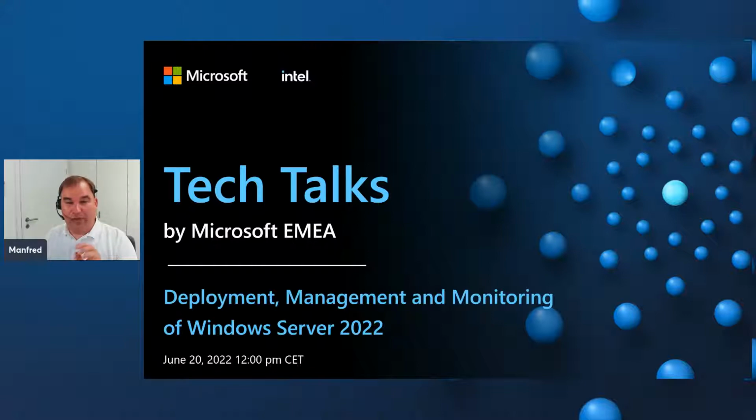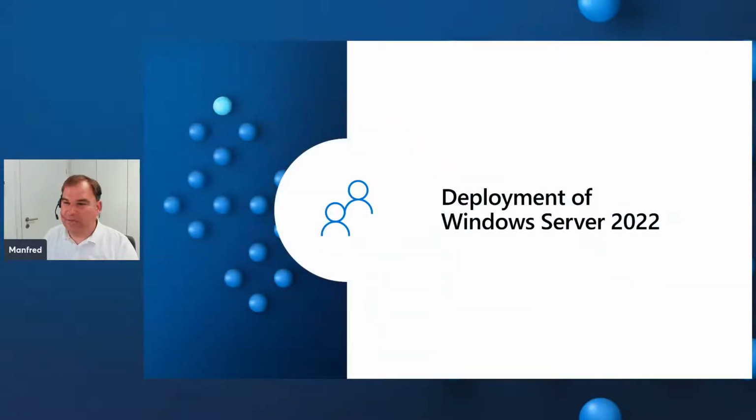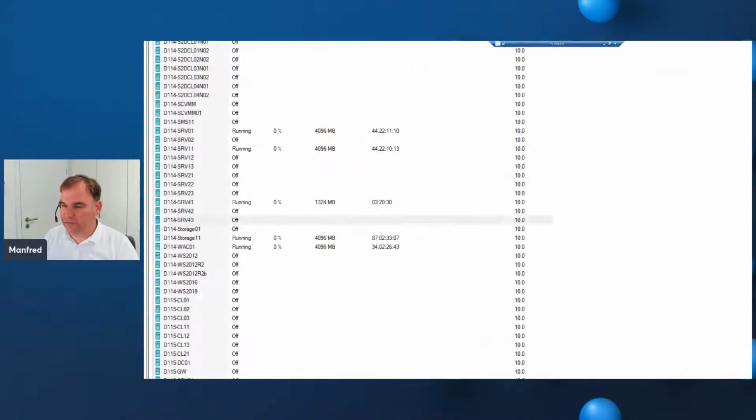So let's start with the deployment. And to mention something about the session today, we will see many live demos, because when we start with the deployment of Windows Server 2022, it's important to know that there are 2 different deployment options for the Windows Server operating system. I have prepared 2 virtual machines for this live demo, the server 43 and the server 42.